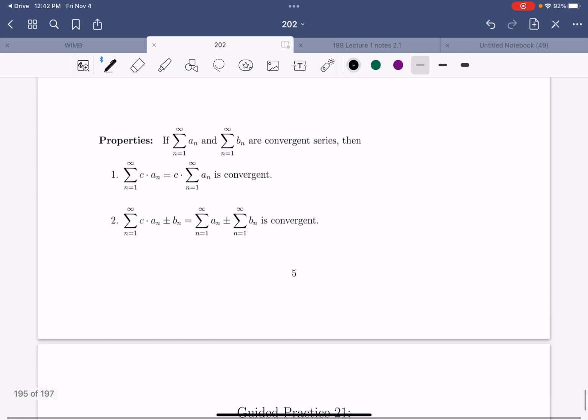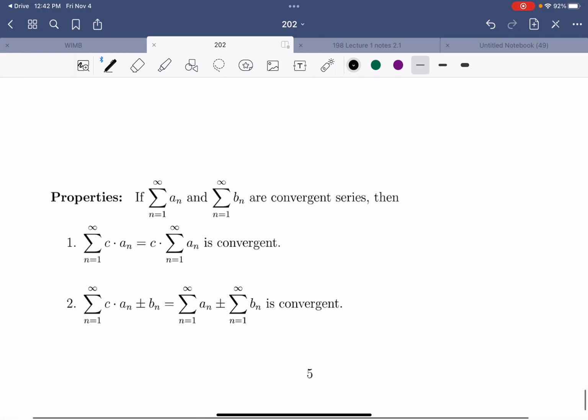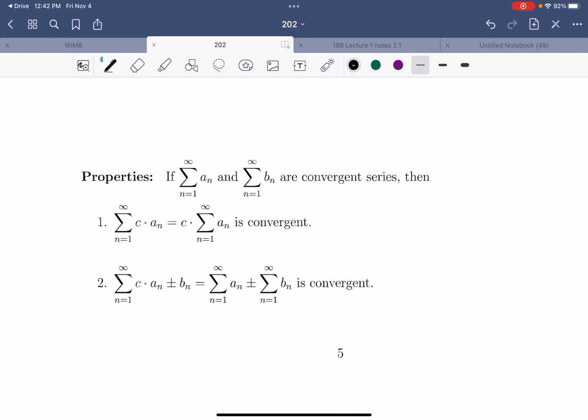And then lastly, we get a couple of properties here. If you have a constant times a convergent series, then that series is also convergent. And if you're adding or subtracting two convergent series, their sum or difference is also convergent.